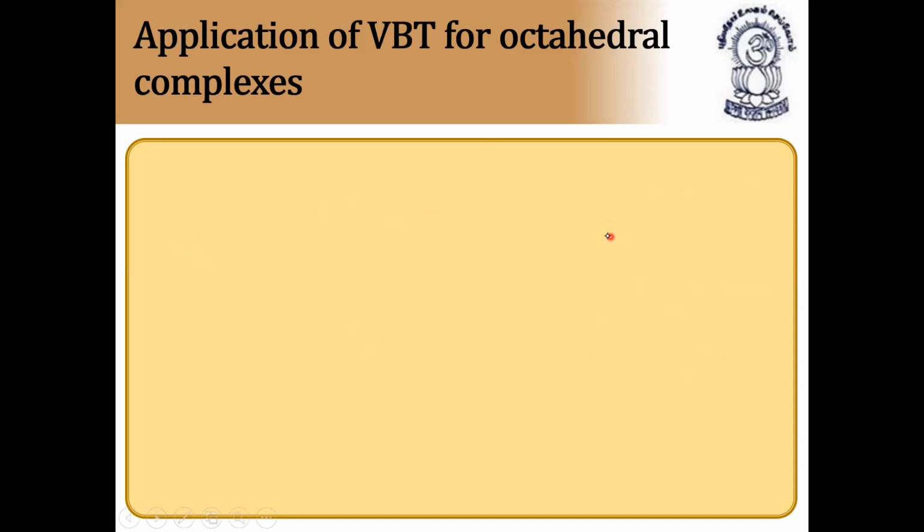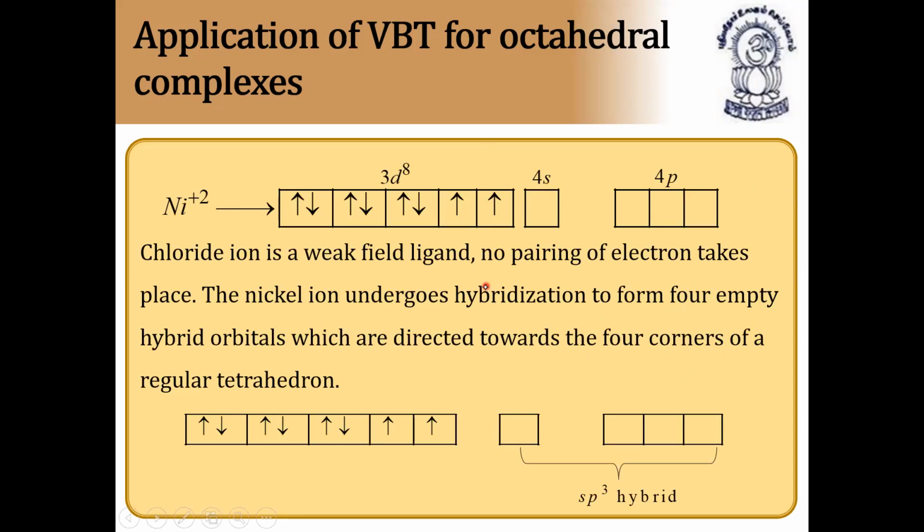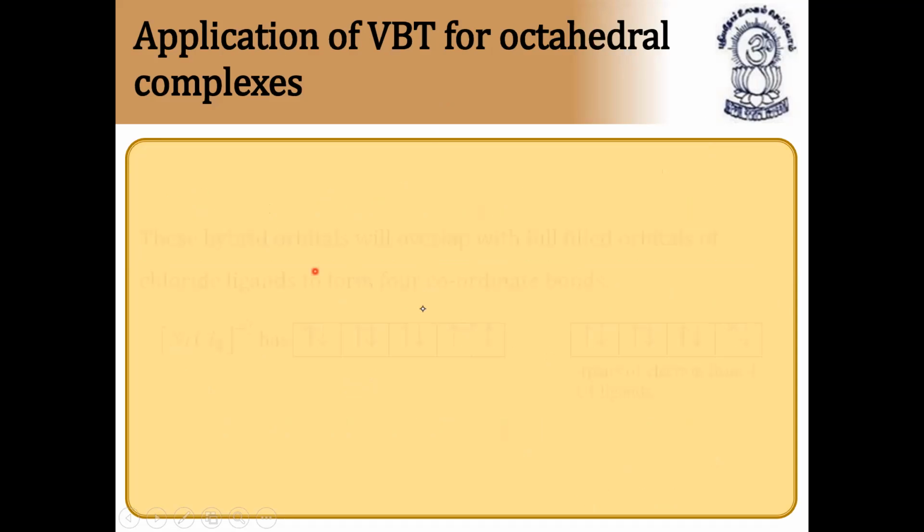Now let us see the shape of this molecule. Here it is a tetrahedral complex, and let us see what type of hybridization it undergoes. Since the chloride ion, very, very important, please see here: fluorine is a weak field ligand, chlorine is also a weak field ligand. So no pairing of electrons takes place. The nickel ion undergoes hybridization to form 4 empty hybrid orbitals which are directed towards the 4 corners of a regular tetrahedron. So 1, 2, 3, 4: 4 sp3 hybrid orbitals. Due to this it forms an outer orbital complex, since d electrons are not involved.